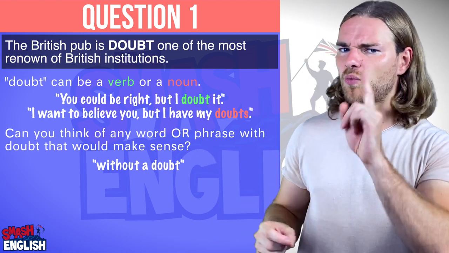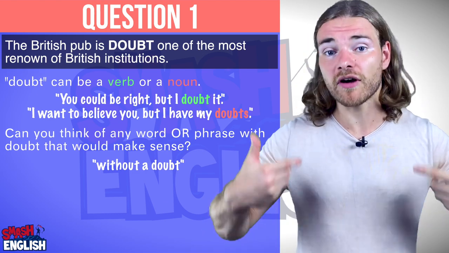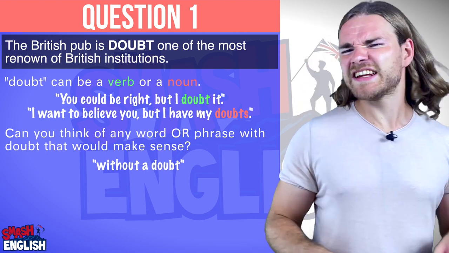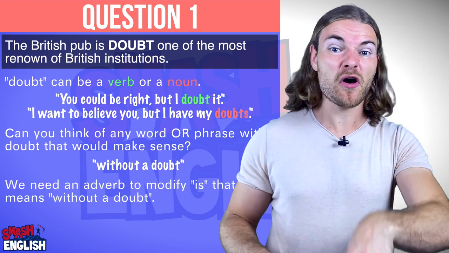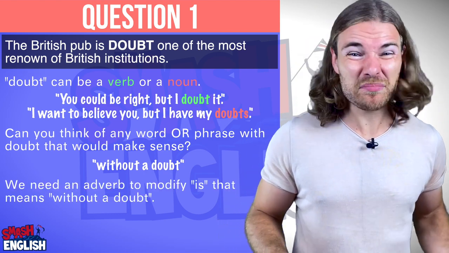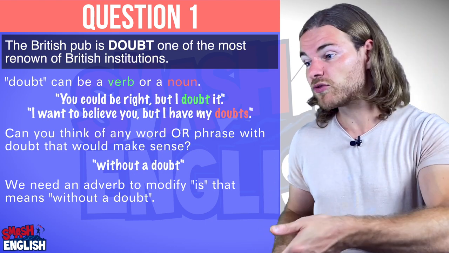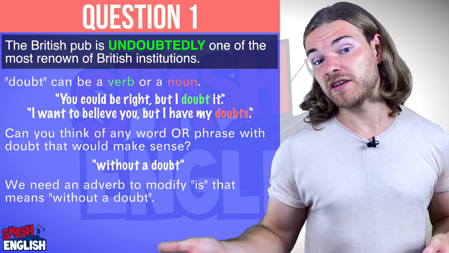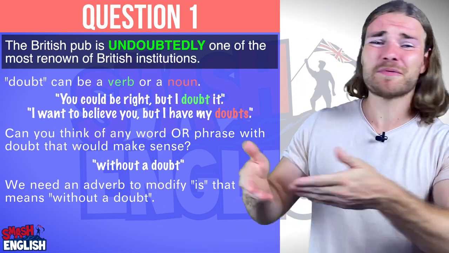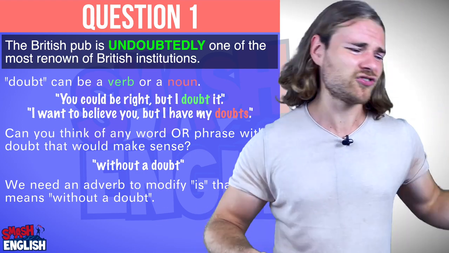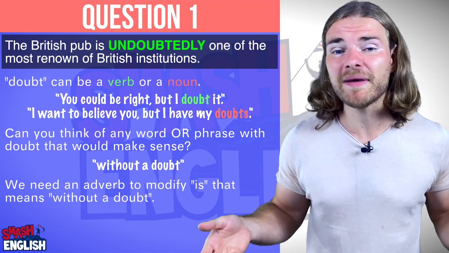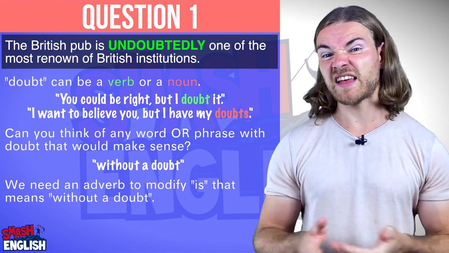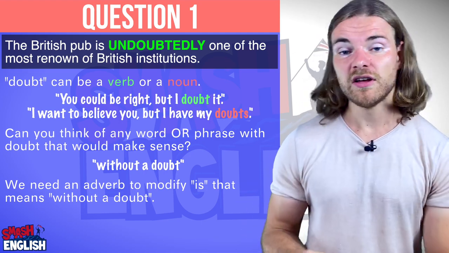We can only use one word. However, we've identified the meaning, and this is an important step. So then, we need an adverb that modifies the verb is and means the same thing as without a doubt. The adverb we need is undoubtedly. Please remember that suffixes and prefixes follow very little logic. So you can talk about something being undoubtedly true, but you cannot describe something as doubtedly true, because doubtedly doesn't exist.